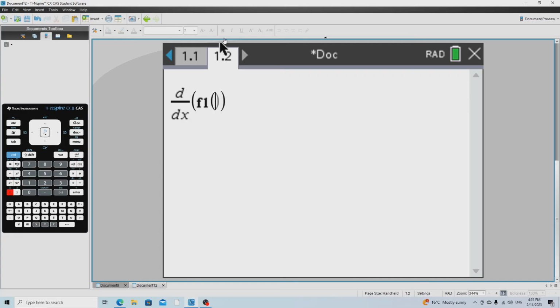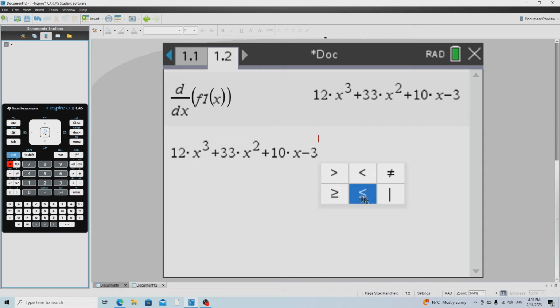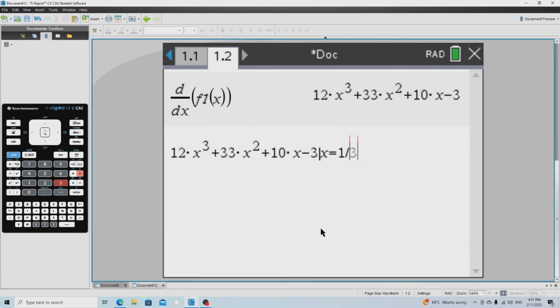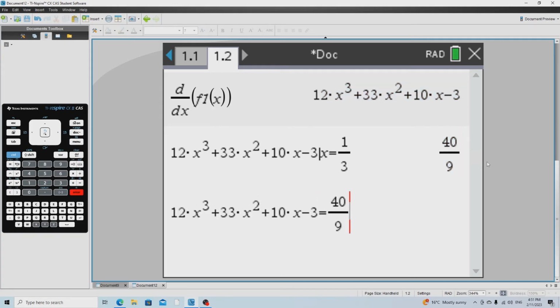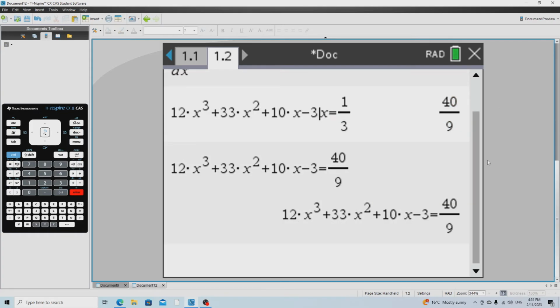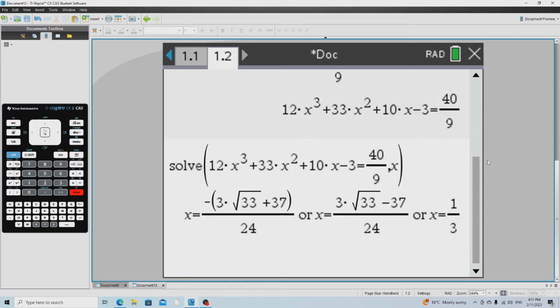So f1 of x, that. And we want to find the gradient where x is equal to 1 over 3, and it's equal to 40 over 9. Now, we can take this and actually just solve for this. Solve, answer, comma, x. So it gives us two values that could also be tangents.